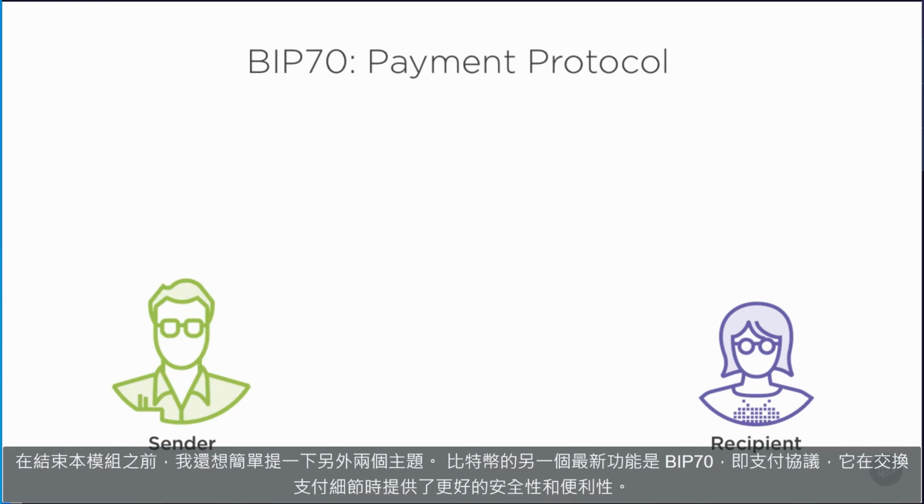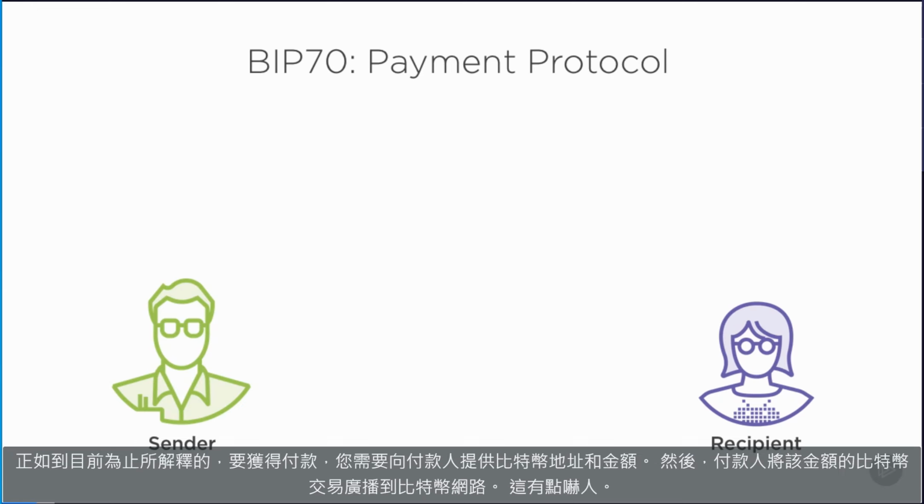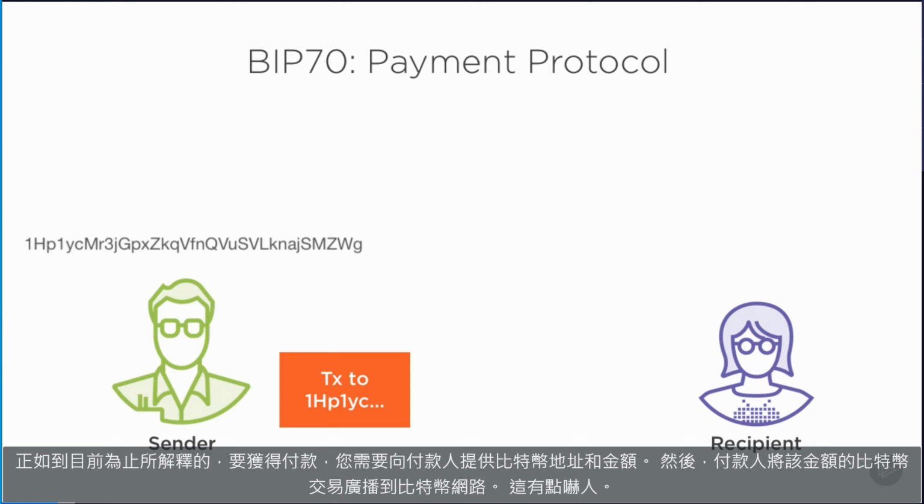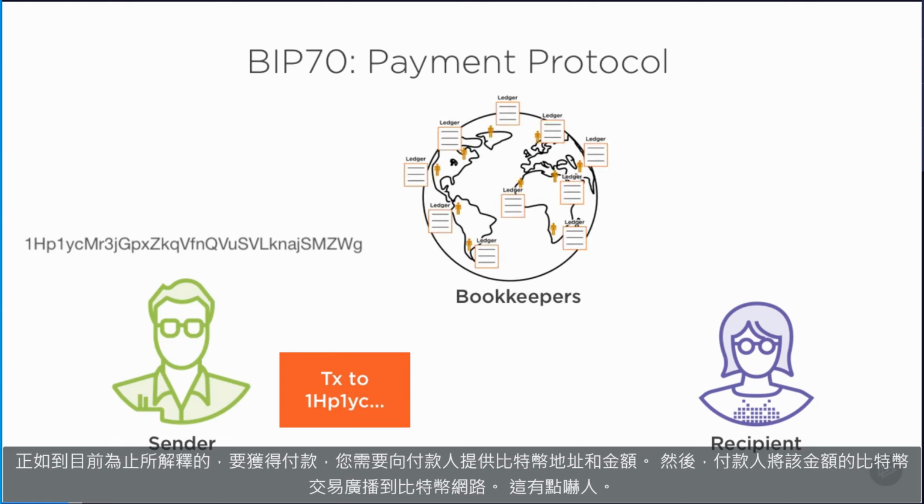There are two more topics I'd like to briefly mention before concluding this module. Another recent addition to Bitcoin, BIP70, known as Payment Protocol, provides much better security and convenience when exchanging payment details. As explained so far, to get paid, you provide a Bitcoin address and an amount to a payor. The payor then broadcasts a Bitcoin transaction for that amount to the Bitcoin network.